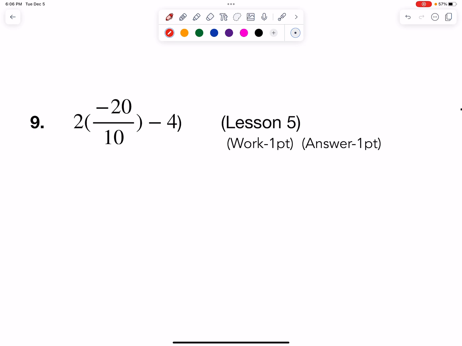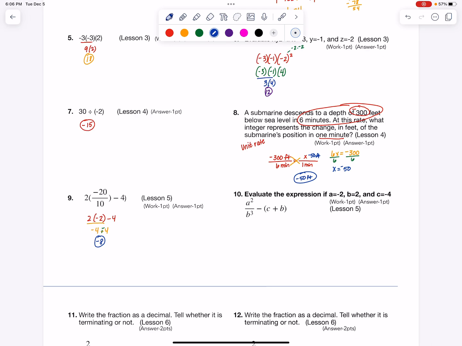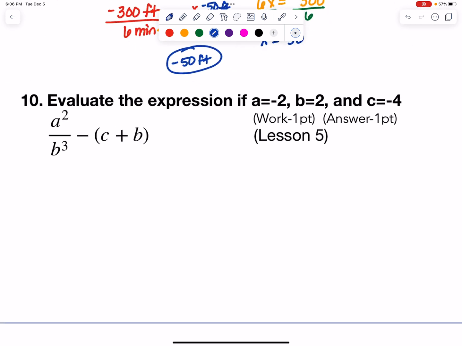Order of operations says we do our grouping first, so -20 divided by 10. Negative divided by a positive is always going to be a negative, so we have -2 times 2 minus 4. Order of operations says that we're going to do our multiplication first. So this is a -4 minus 4, KFC, and we have -4 plus a -4 is a -8. And there we go. All right, let's go on to number 10.